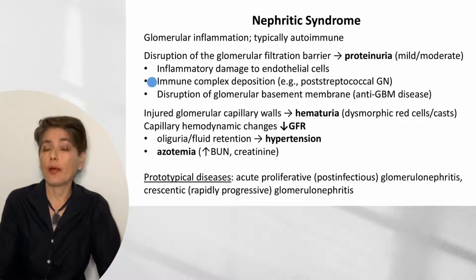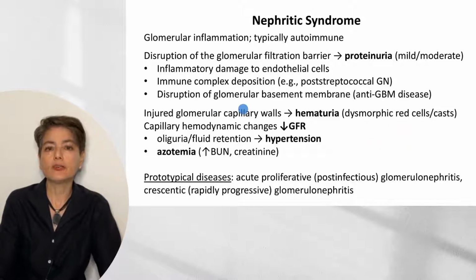Now, there are a variety of different ways we can disrupt the glomerular filtration barrier: inflammatory damage to endothelial cells, immune complex deposition, as we just discussed, and disruption of the glomerular basement membrane as in anti-GBM disease. Once we have this happening, because we're going to get inflammation, we can also get injury to the glomerular capillary walls. And this is going to lead us to our hematuria. We're going to see what we can call cola-colored urine, sort of dark brown. And if we look at a urinalysis, we'll see dysmorphic red cells and casts.